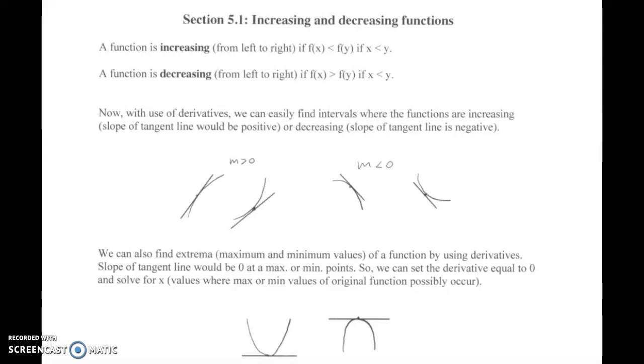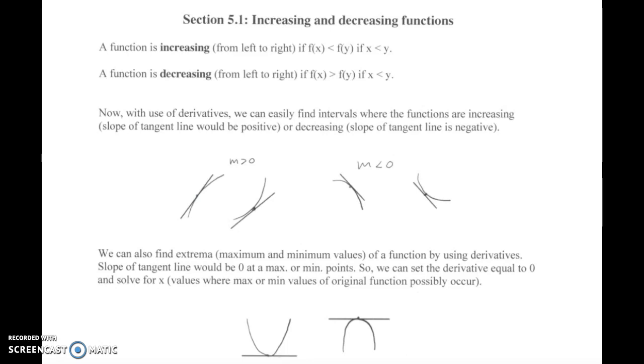So here in 5.1, we're going to be talking about increasing and decreasing functions, and we're going to talk about these in terms of the derivative that we talked about in chapter 4. A function is going to be increasing from left to right if f of x is less than f of y, if that value x is less than y, which means if we have some point to the left, its y value is going to be less than the y value of the point to the right-hand side.